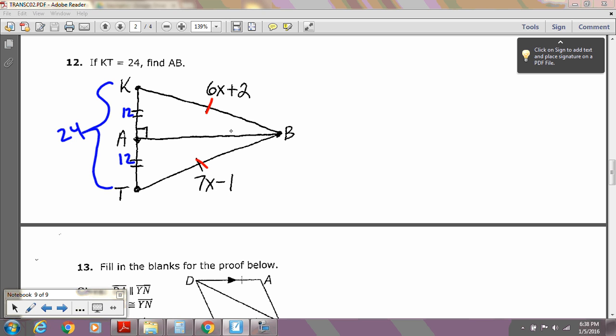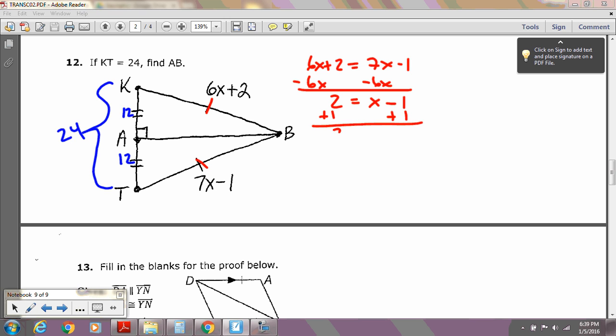It wants us to find the length of AB, but before we can find the length of AB, we need to know what x is. So we can substitute it into either triangle. Since we know that 6x plus 2 is the same measurement as 7x minus 1, we can set them equal to each other to find x. So I would first subtract 6x on both sides, which will leave me with 2 is equal to x minus 1. And then I would add 1 to both sides, which would leave me with 3 is x.